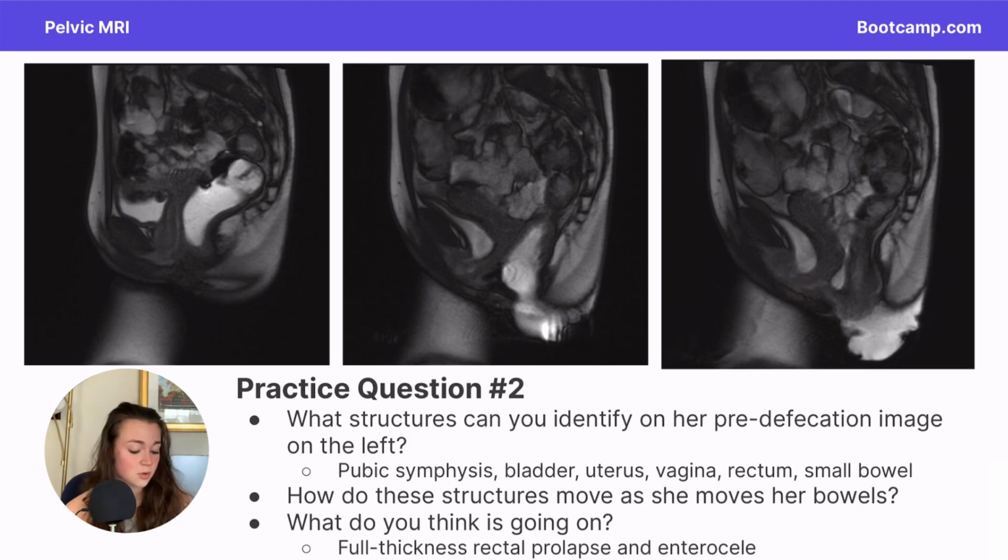Similarly, if you look at her rectum, over here is pre-defecation. And then as she moves her bowels, you can see that she has expelled the barium here. But when you look at her rectum, you can see it prolapsing down and out. And again, you can see that small bowel pushing down on things from the top.